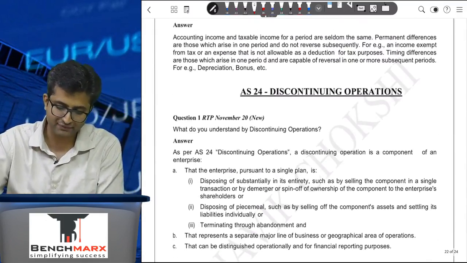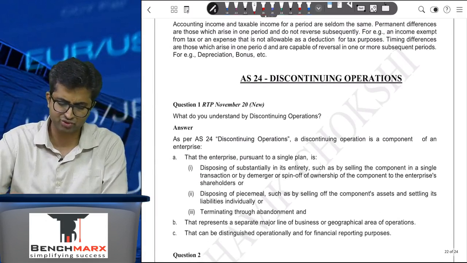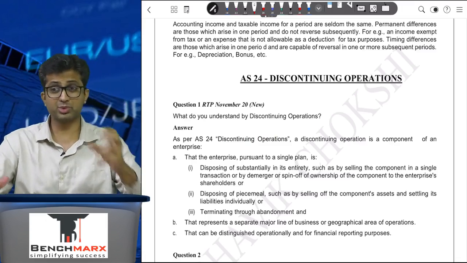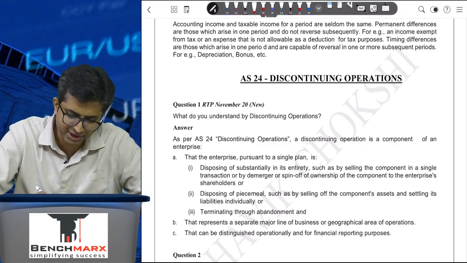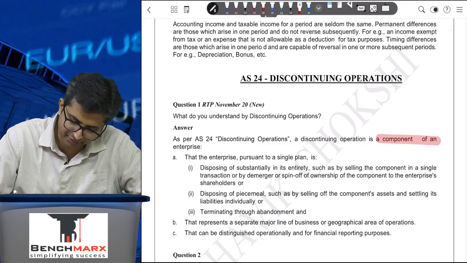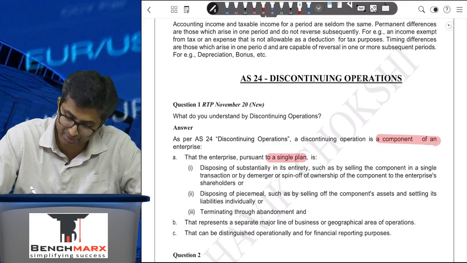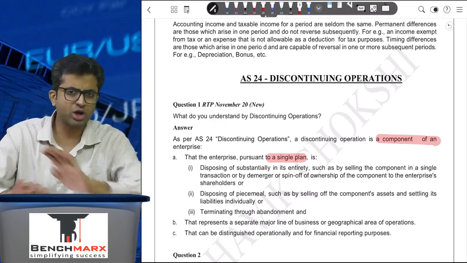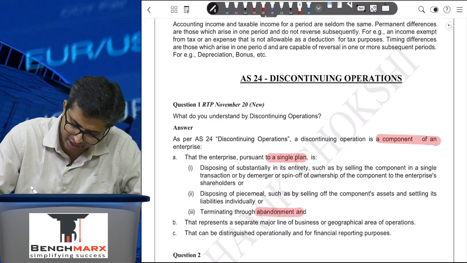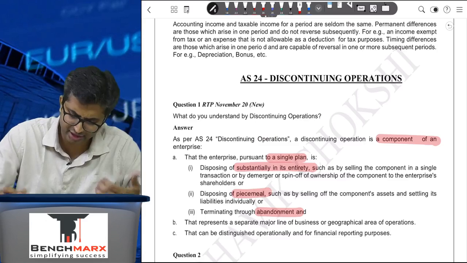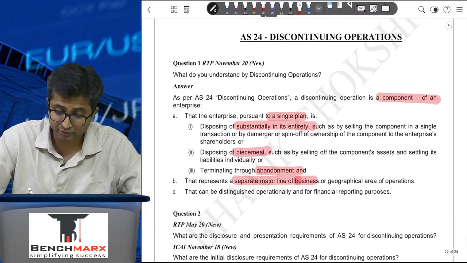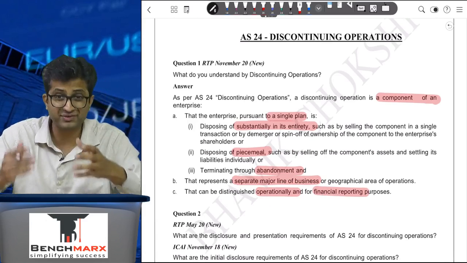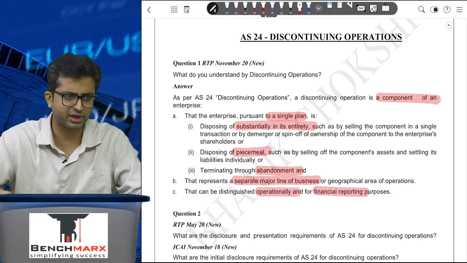And then you have discontinuing operations. First, it is mentioned what do you understand by discontinuing operations. Basic theory. It is a component of an enterprise, which as a part of a single plan, this is important, you are planning to dispose of in its entirety, like a slump sale, or on a piecemeal basis, or terminating or abandonment. So this is either terminating or piecemeal or substantially in its entirety. That represents a separate major line of business or geography, like a segment, and can be distinguished operationally and for financial reporting purposes. You have detailed data separately for operations as well as financial reporting.